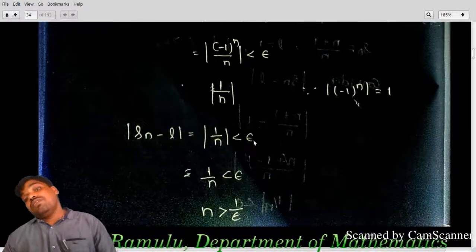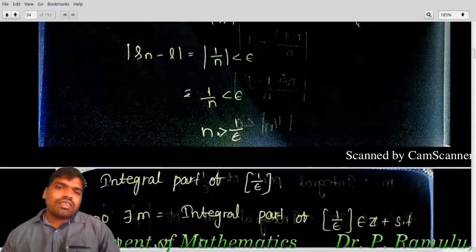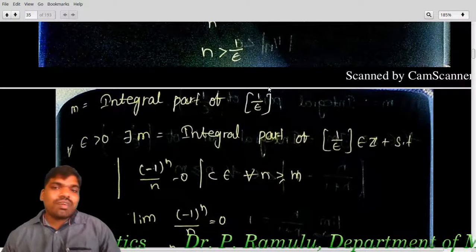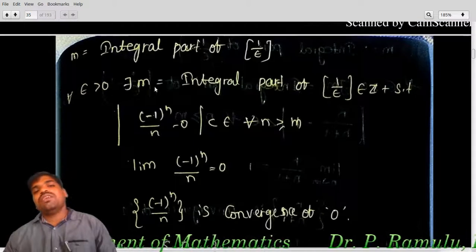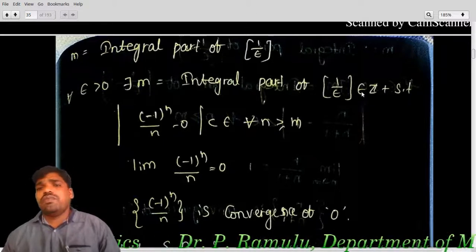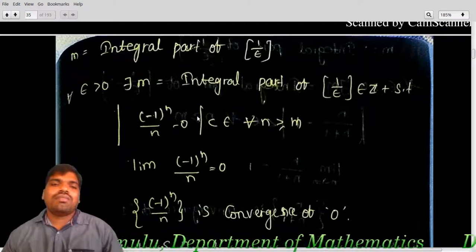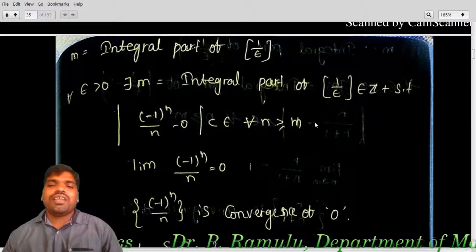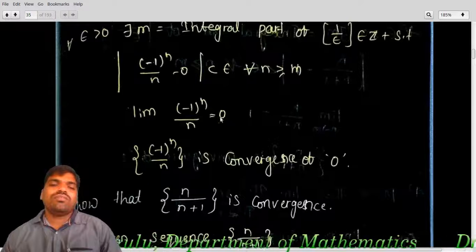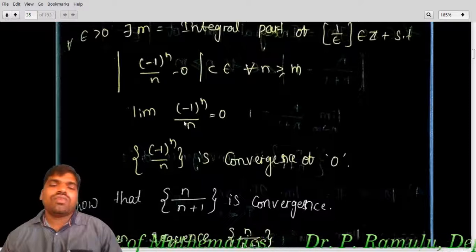Mod Sn minus L is equal to 1 by n, which is less than epsilon. We already know this, as I have discussed: 1 by n is less than epsilon, so n is greater than 1 by epsilon. Therefore, we take m equal to the integral part of 1 by epsilon. For every epsilon greater than 0, there exists m equal to the integral part of 1 by epsilon belonging to Z plus, such that mod of minus 1 over power n by n minus 0 is less than epsilon for every n greater than or equal to m. Therefore, the limit of minus 1 over power n by n equals 0. So minus 1 over power n by n converges to 0. Okay, we have shown that.